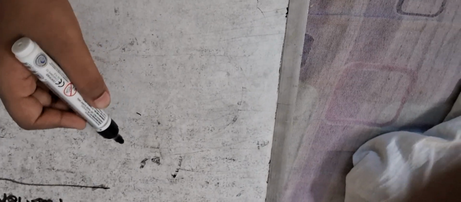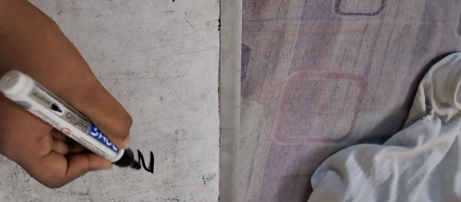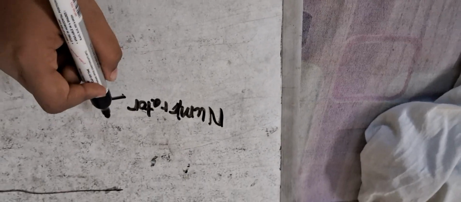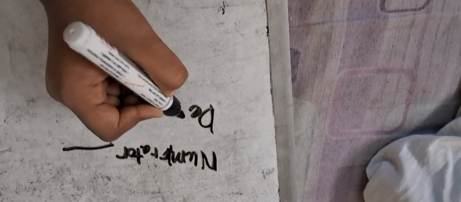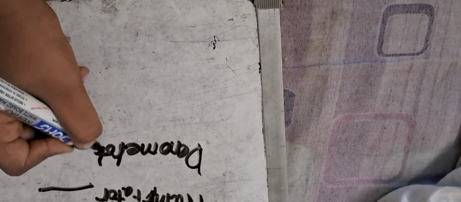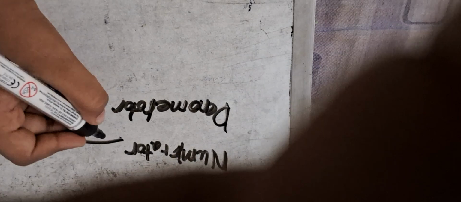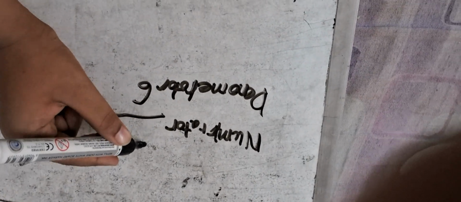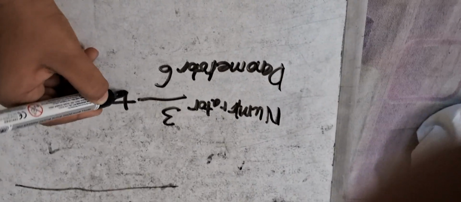Now I'll ask you some questions over here. If this is the numerator, I'll tell you about fractions. The number on the top is called the numerator. At the bottom, the denominator stays in the same position. Just like if I add 6 pieces into 3.